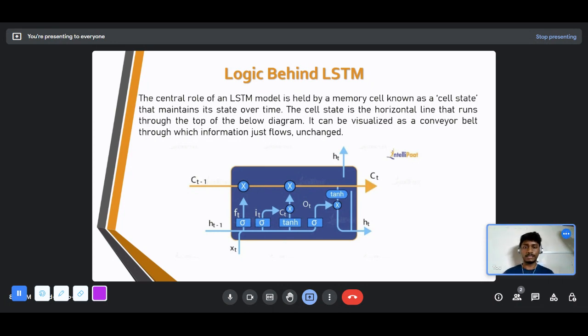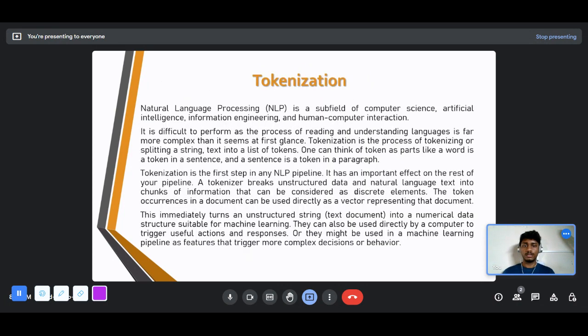Moving on forward, we see tokenization. Now, tokenization is a very crucial and important subfield of computer science, AI, and NLP. NLP, natural language processing, is a combination and a subfield of major computer science fields like AI, deep learning, IoT, etc. And tokenization is a very, very important part of NLP.